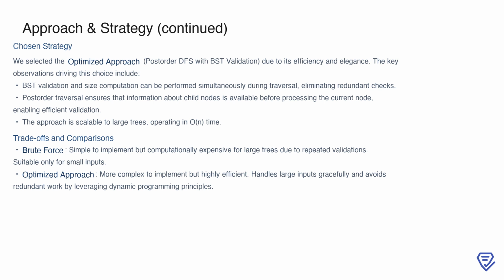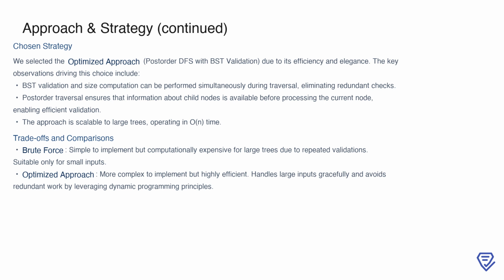The key insight here is that we can validate BST properties and compute the size of the largest BST subtree simultaneously during a single traversal. Post-order traversal is particularly well suited for this task because it processes child nodes before the parent node, ensuring that all necessary information is available when evaluating the current node. This eliminates the need for redundant checks and makes the approach scalable to large trees.